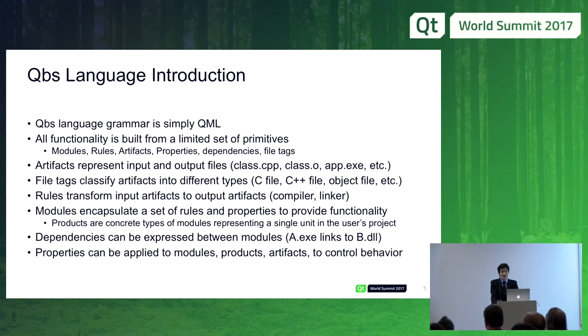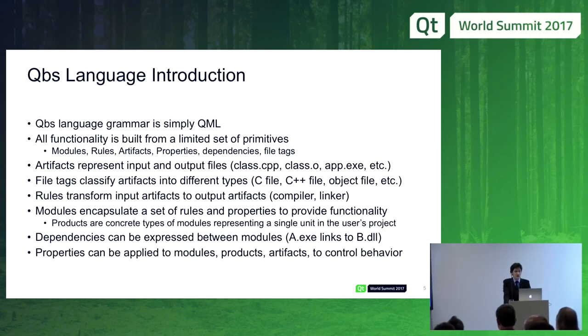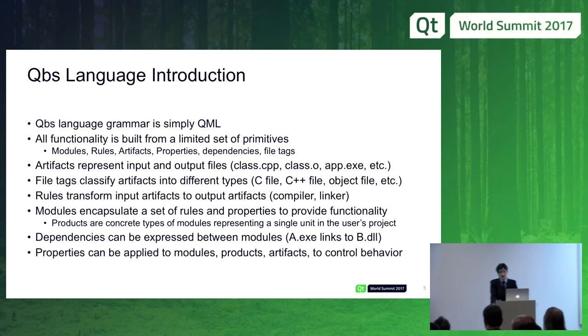Rules consume input artifacts, conforming to a particular set of file tags declared by that rule, and then produce one or more artifacts as a result of processing those inputs. Again, very standard among build systems. An example of a rule would be the C++ compiler, which consumes C++ source files as artifacts and produces object file artifacts, or the linker, which consumes object file artifacts and then produces an application or shared library. Rules in cubes can have multiple output artifacts.